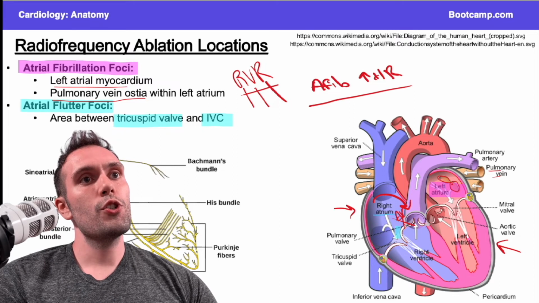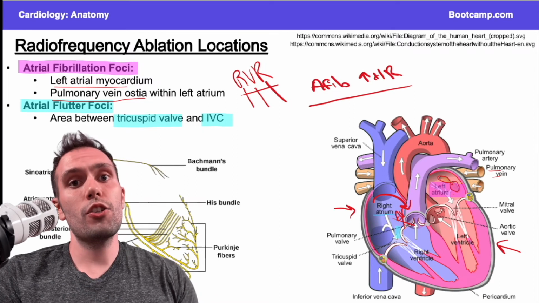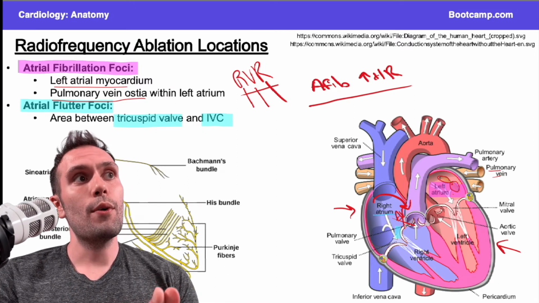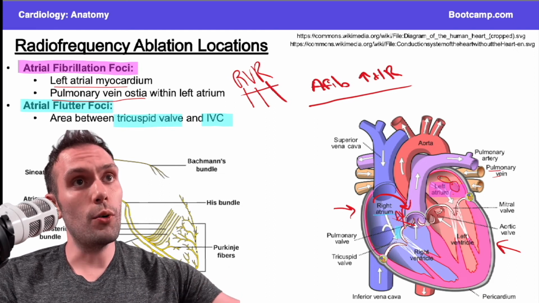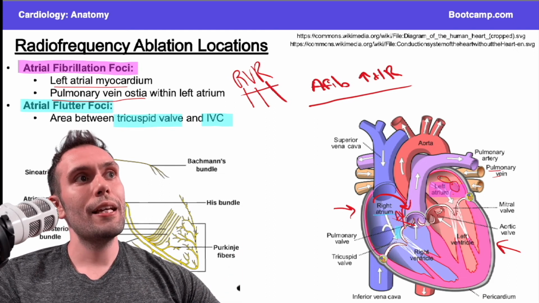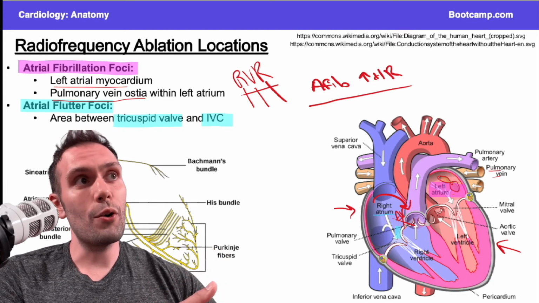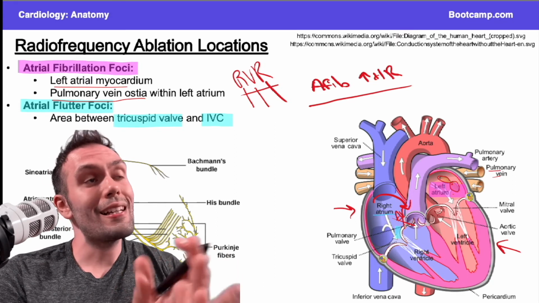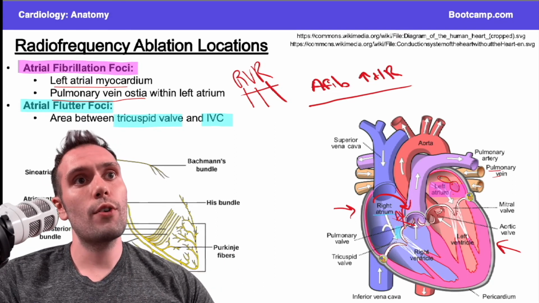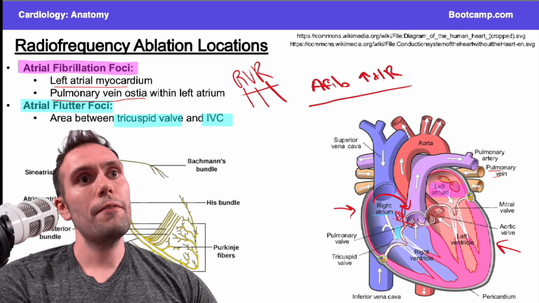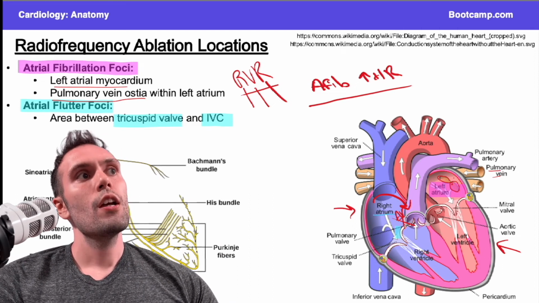In those situations, if they ask you, "This patient has atrial fibrillation and we want to do an ablation of the AV node," don't get tricked into picking that the ablation for the AV node is in the left atrium, because it's not. I told you where the AV node was. The AV node is on the interatrial septum. So you just have to be careful.